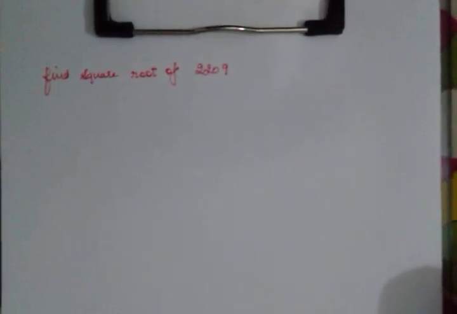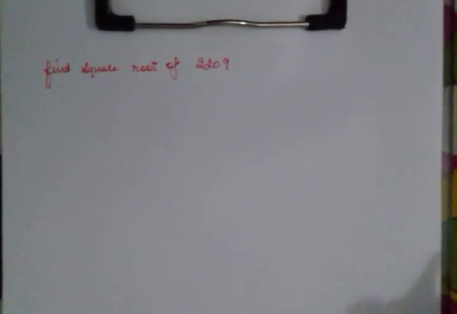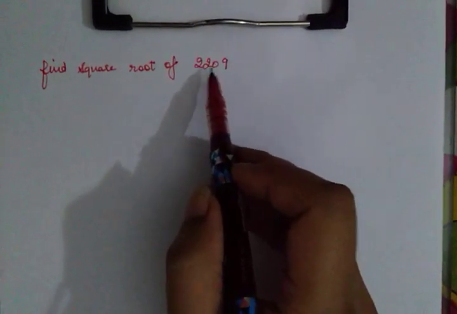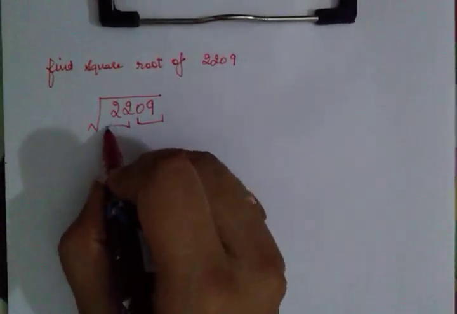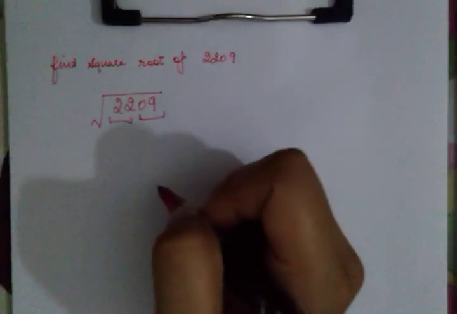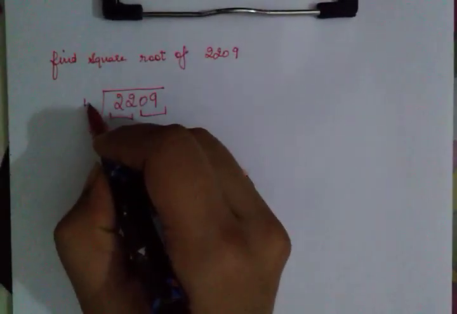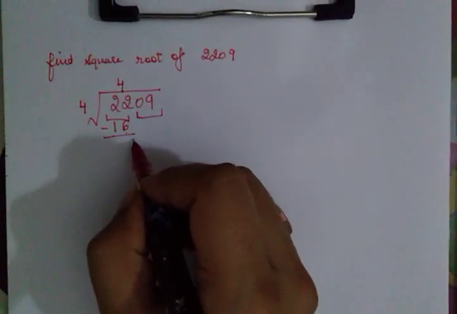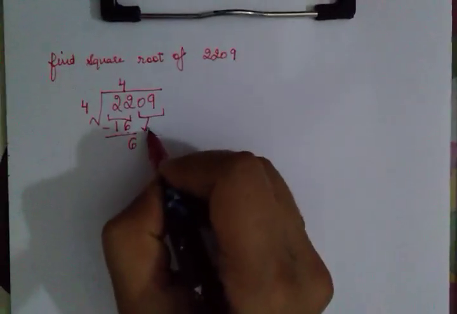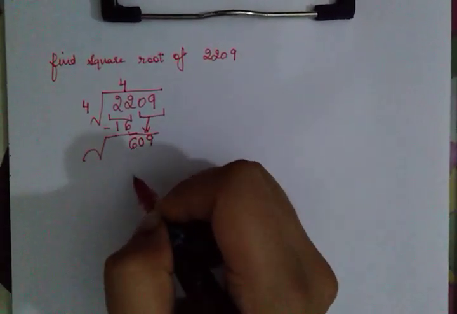Okay students, let's take one more example so that you can become very clear with the concept of division method. So here you have to calculate the square root of 2209. So write 2209, put under root sign. First pair, second pair. Nearest to 22, whose square is there? Obviously 4. So 4 here and 4 here. 4 into 4, 16. 22 minus 16, 6. Bring the next pair down, not the number, but the pair will come down. So now this is 609.